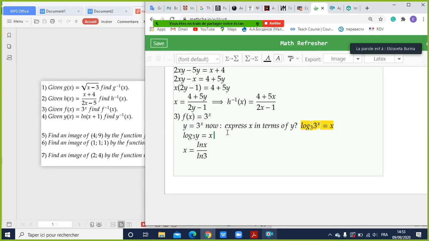And let's give an answer properly. So it was function f, right? Yep. So our inverse.